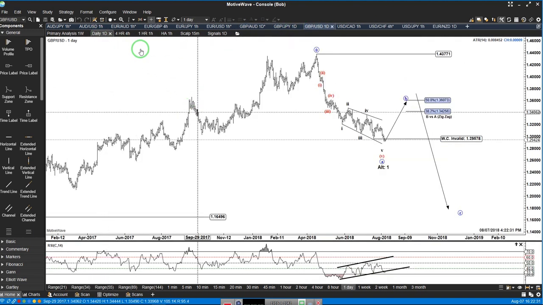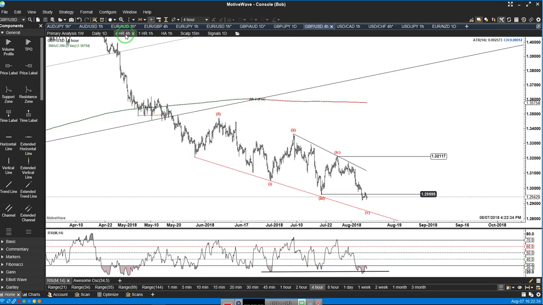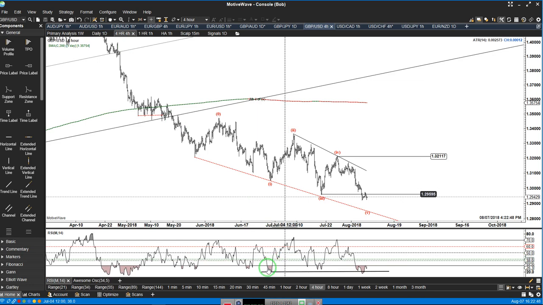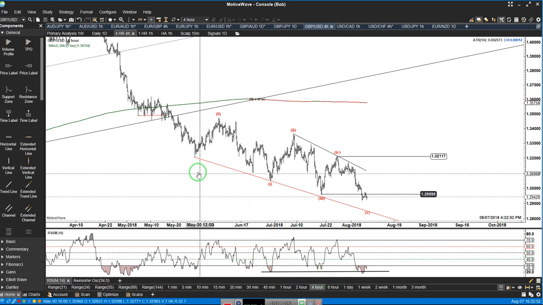I don't really know about this ending diagonal. I mean, we still have that divergence going on. When you see divergence, when you see RSI channeling up like this and price channeling down, pretty good chance you have an ending diagonal going on there. I just don't like that we've lost the divergence on some of this.